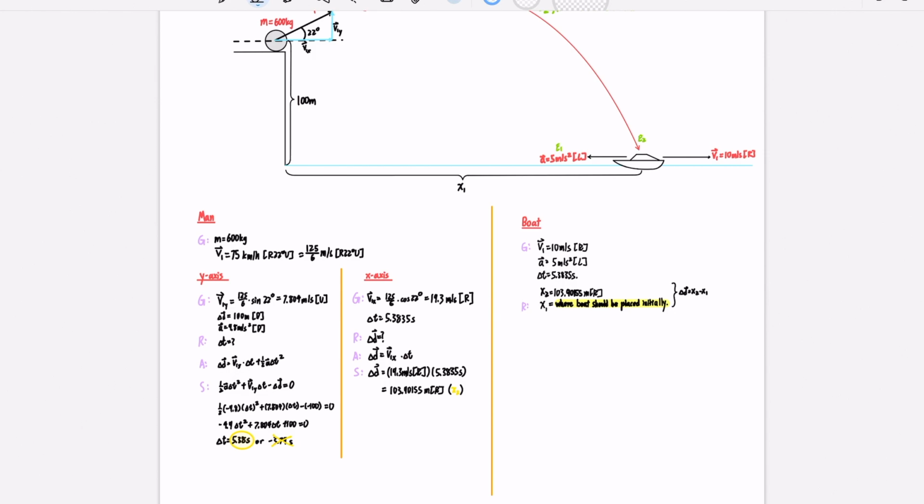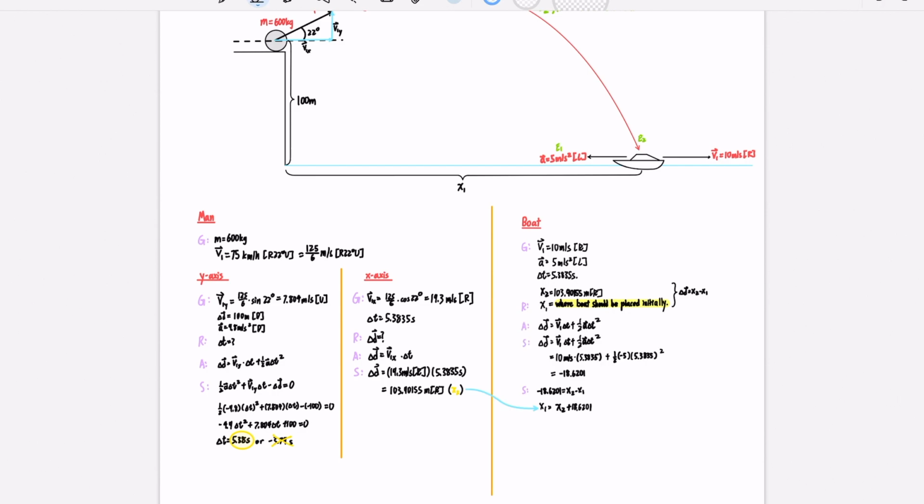The givens for the boat are the acceleration of the boat, initial velocity, and the time which we solved in the previous section. By using the Big Five equation, we can solve for the displacement. The displacement for the boat will be the initial position of the boat, which is what we're trying to solve, and x2, which we solved previously, where the man will land and where we want the boat to be at the end of its motion.